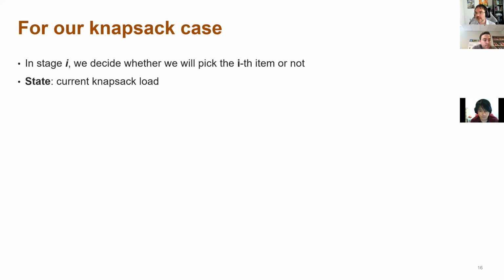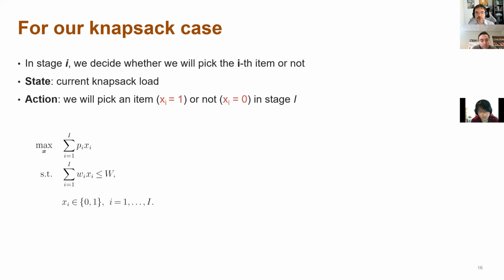So let's say if I pick one item that has a load of 10, I'm going to transition my system to a state of 10, where I already picked a load of 10. And the action is going to be whether you're going to pick an item or not at each one of these stages. So this is going to be the formulation of your knapsack problem. At every stage, you're going to decide on one variable. So you order your variables, you order your items. At stage I, you're going to decide whether you're going to pick the item or not. The state is the current load of the system.